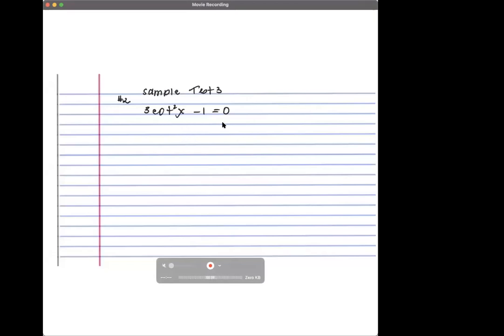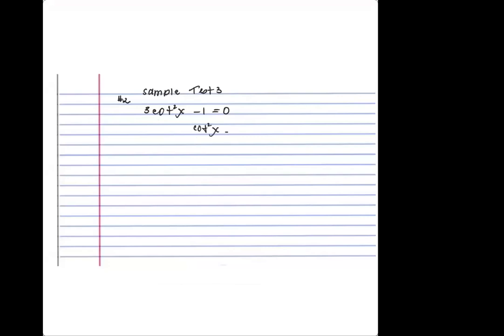Now that I have the problem copied out onto my iPad, let's go ahead and begin solving it. We want to isolate the trig function by adding 1 to both sides and then dividing by 3. So we'll have cotangent squared x is equal to 1/3. Then when we take the square root of both sides, we get the cotangent of x is plus or minus the square root of 1/3. We can simplify the right as the square root of 1 over the square root of 3. But the square root of 1 is just 1, and so we get 1 over root 3.